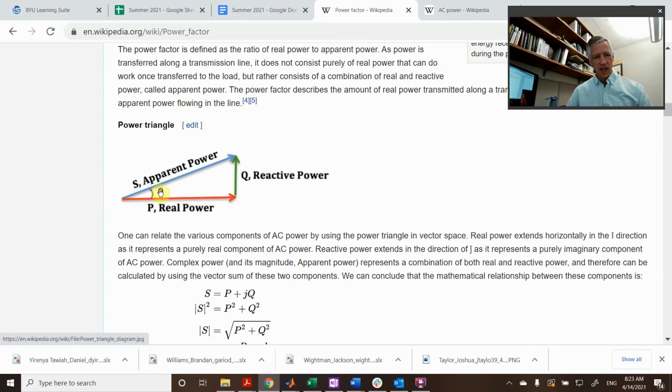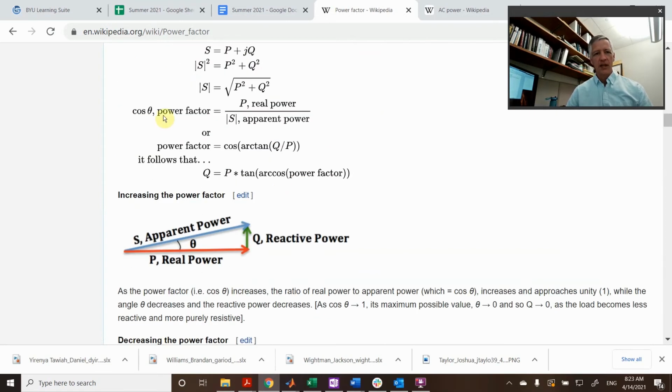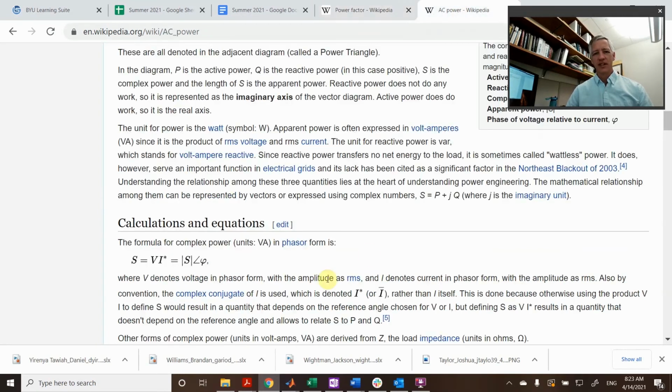And then we have the angle between the two, and the angle is going to be related to the power factor. So we basically break this up into a complex S equals P plus jQ. And we see here that the power factor is equal to the real power, or P, over the magnitude of our complex power, or our apparent power. Okay, let's review this a little bit more.